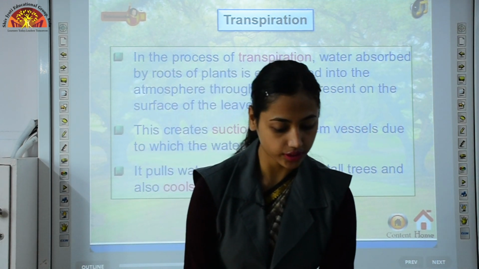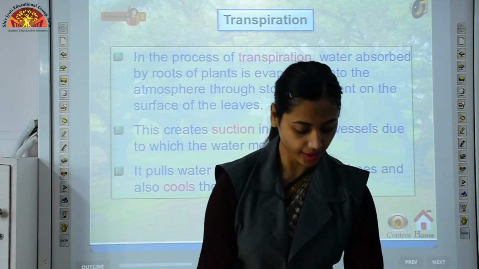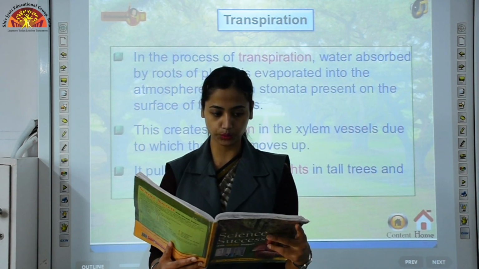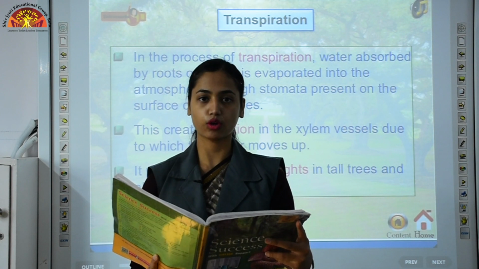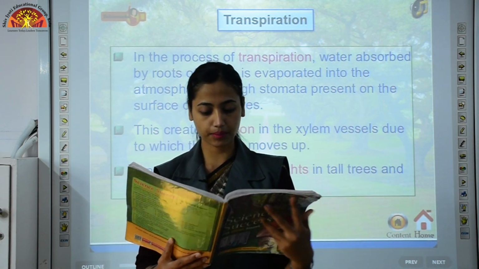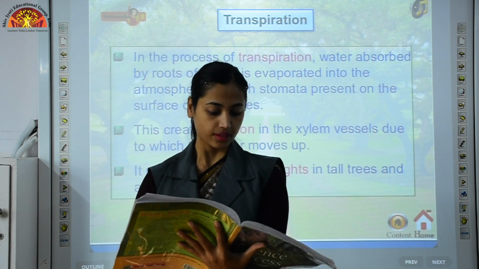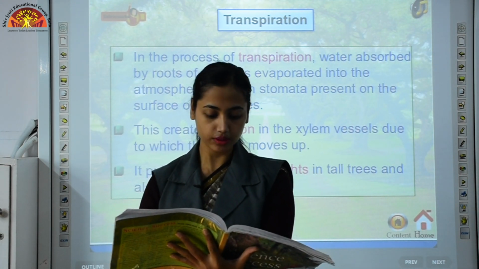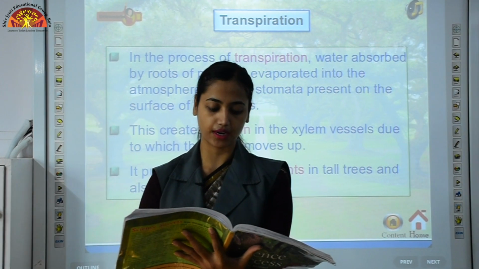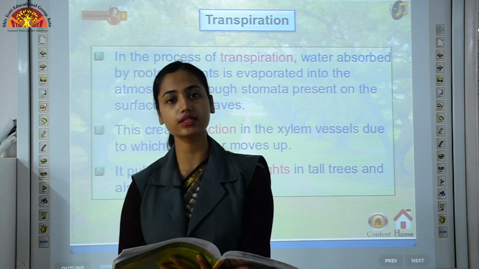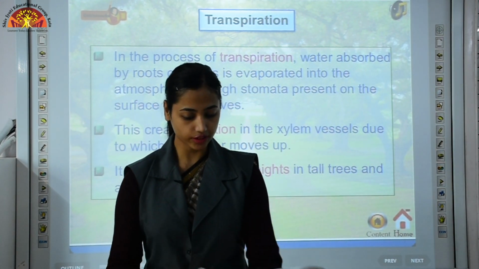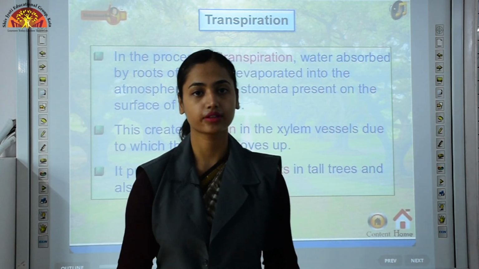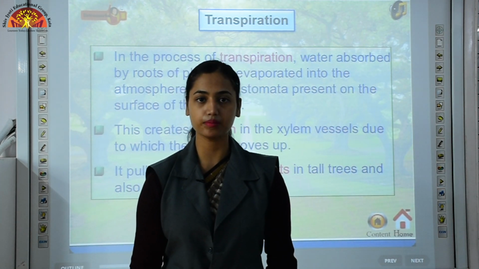So here comes your third internal question, which you have to write on page 132. What is the function of phloem? And mark the answer. The food synthesized by the leaves is transported in a soluble form to all parts of the plant by a vascular tissue called phloem. So that was all about this chapter, transportation in plants and animals. Thank you.